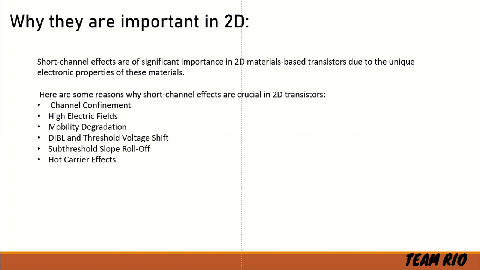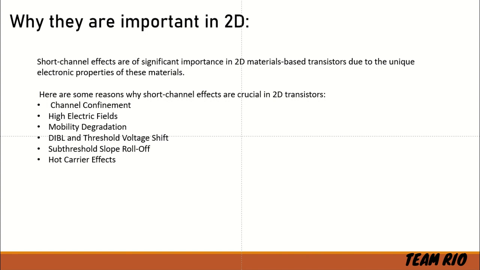Threshold voltage shift. Short channel effects like drain induced barrier lowering can cause the threshold voltage to shift, leading to suboptimal switching characteristics. Subthreshold slope roll-off is very important. The deviation from the ideal subthreshold slope in short channel devices affects the energy efficiency. In 2D transistors, where energy efficiency is often a priority, minimize the SS roll-off.